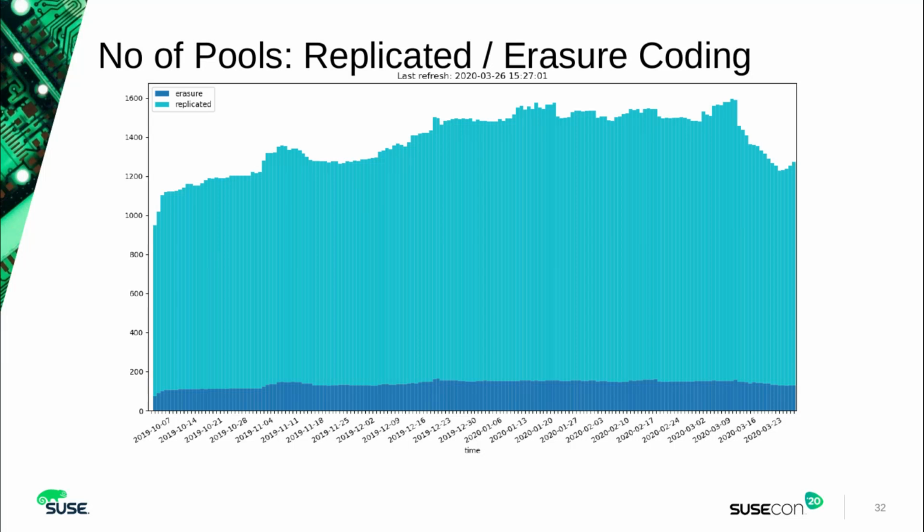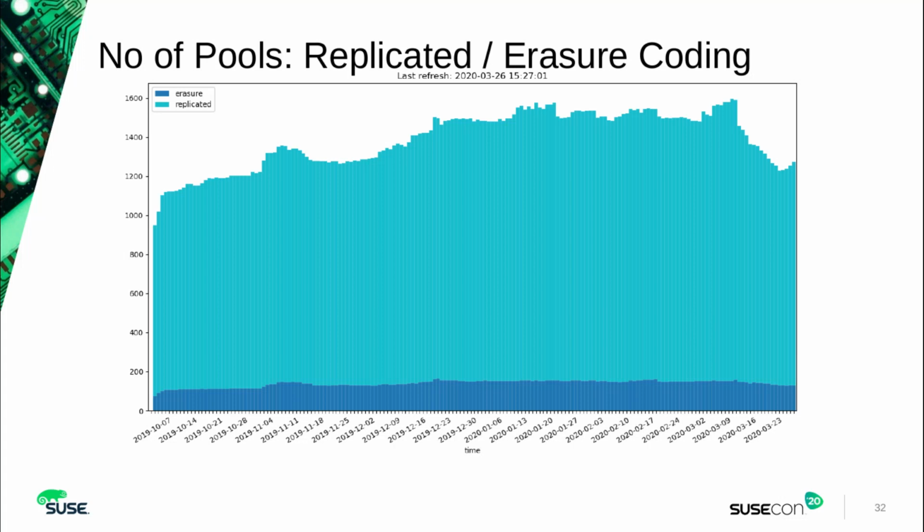Another question. How many pools are configured with erasure coding versus replication for data protection? If you just look at the number of pools, the vast majority is actually replicated. Only a low but steady portion of pools use erasure coding. Does this mean that erasure coding is less relevant? Let's ask the question a little bit differently.